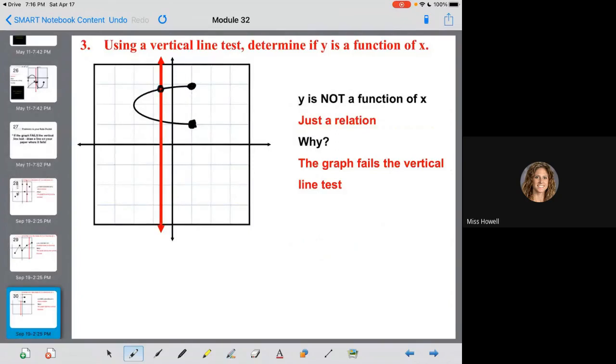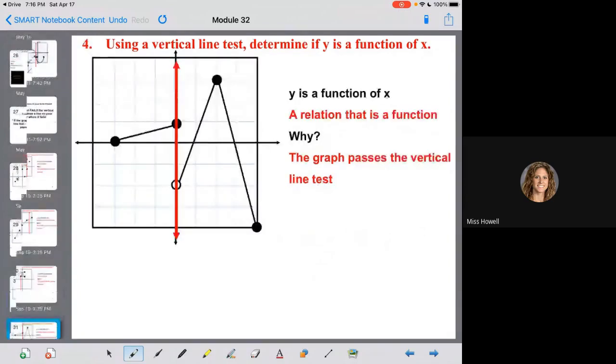So I gave you this version here where it passes the graph here and here, but really, all these locations are going to fail the vertical line test. So y is not a function of x. It is just a relation. And then your last one here, it passes the test.